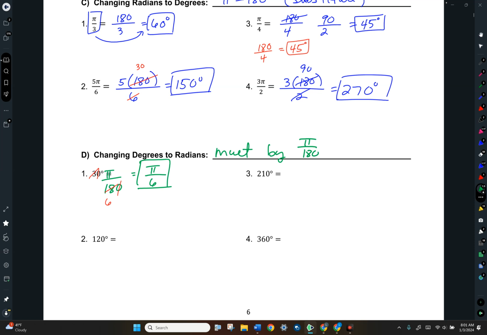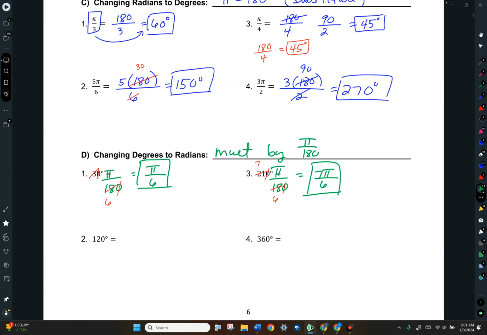Okay, let's go with 210. So I'm going to multiply by pi over 180. Again, the zeros cancel. 21 and 18. Always think about 3s and 6s. Those are going to be the numbers that come up all the time. Doesn't 3 go into both 21 and 18? So 3 goes into 21 7 times, 3 goes into 18 6 times. So what I actually have here is 7 pi over 6. Okay, 3s and 6s, they come up all the time.